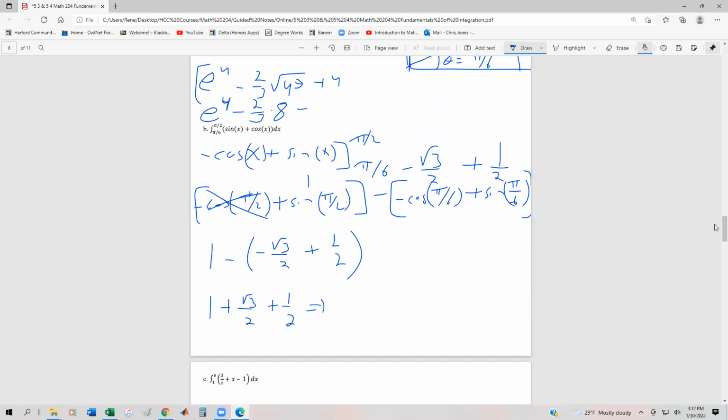If we get a common denominator of 2 for the 1, and this should be a minus 1/2. Sorry about that. So ultimately, we would end up with 1 plus square root of 3 over 2.